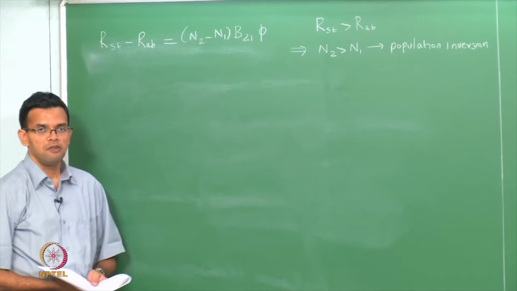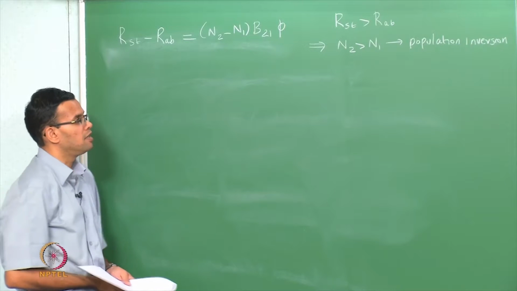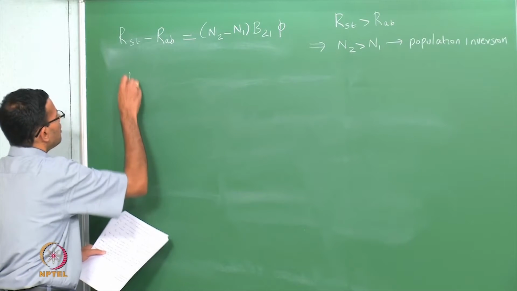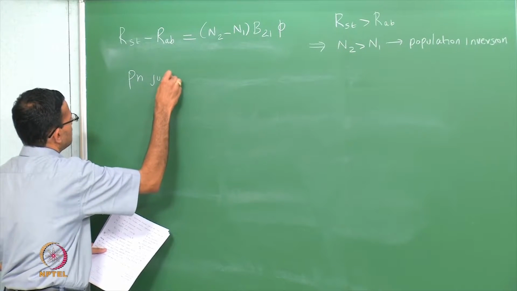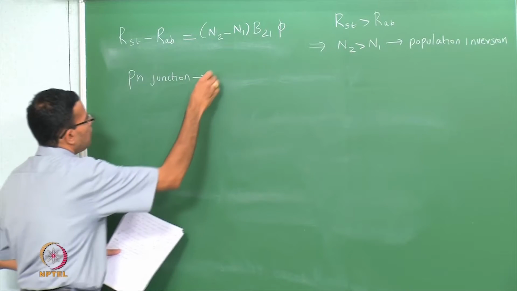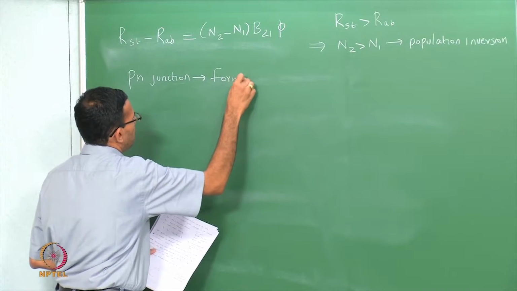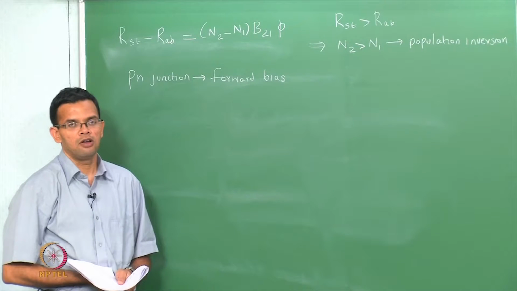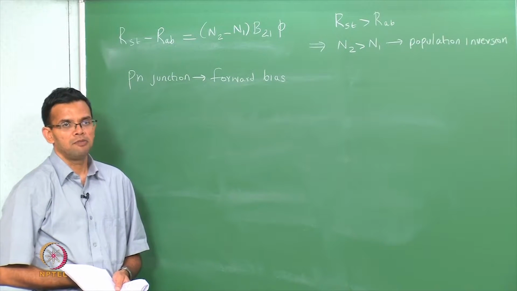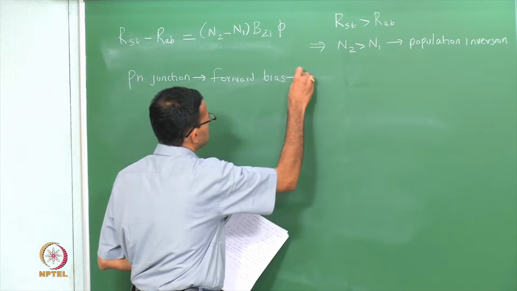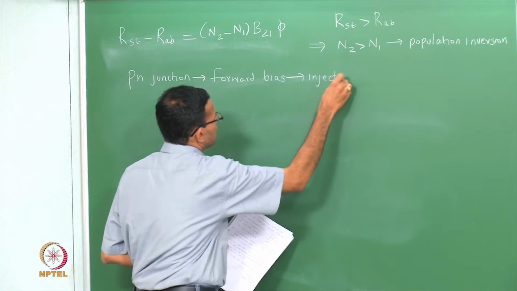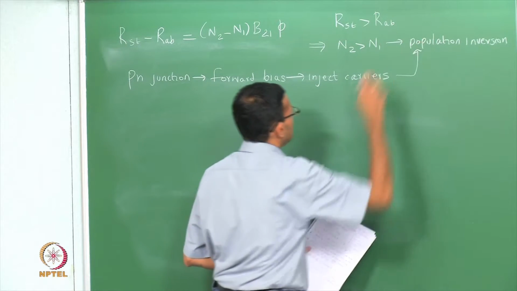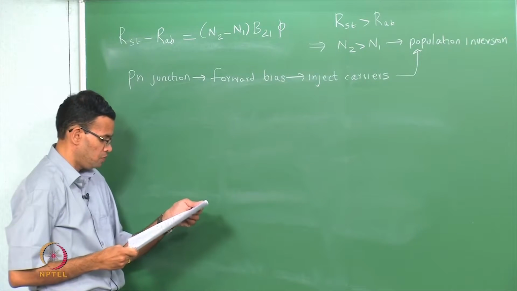So, this population inversion is usually achieved by external means. The simple idea being, if you had a p-n junction, you could apply a forward bias. We saw earlier that when you apply a forward bias, you inject carriers into your p-n junction. So, these carriers basically create the population inversion. We inject carriers, I will link that to here, which means that this creates your population inversion.